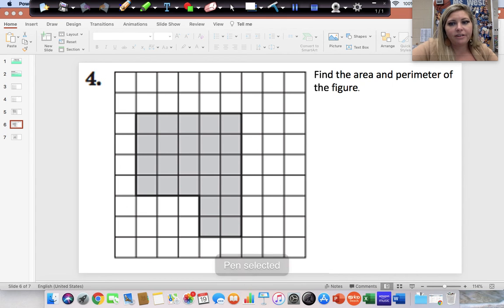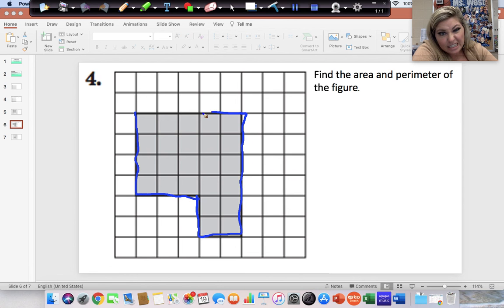Next one, we are finding the area and perimeter of this figure. I'm going to outline this figure a little better. What I would do for this one is break it down into two shapes and then add our answers together. So I would break it down here. Now it looks like we've got a rectangle and a square. So I'm going to do two areas and then add them both together.